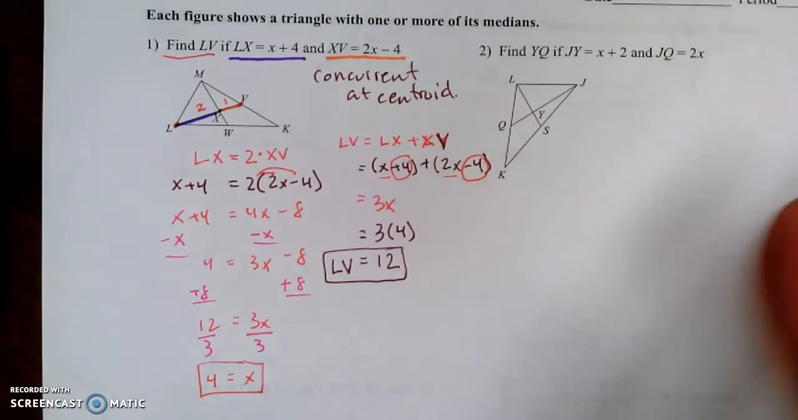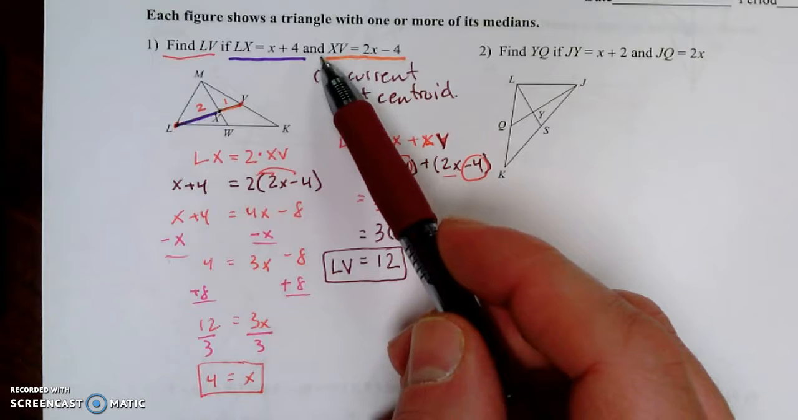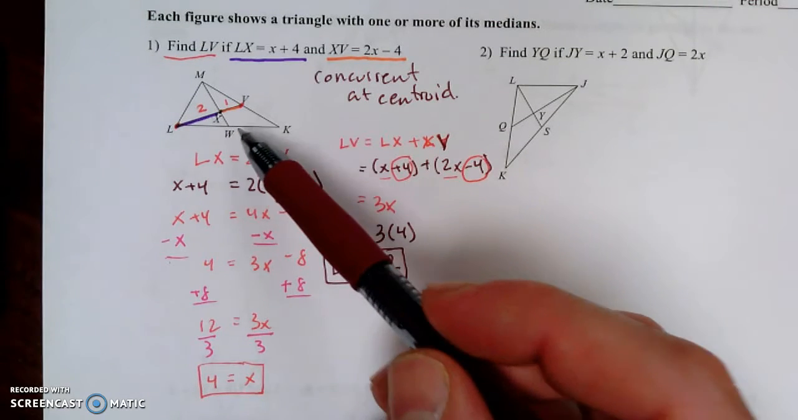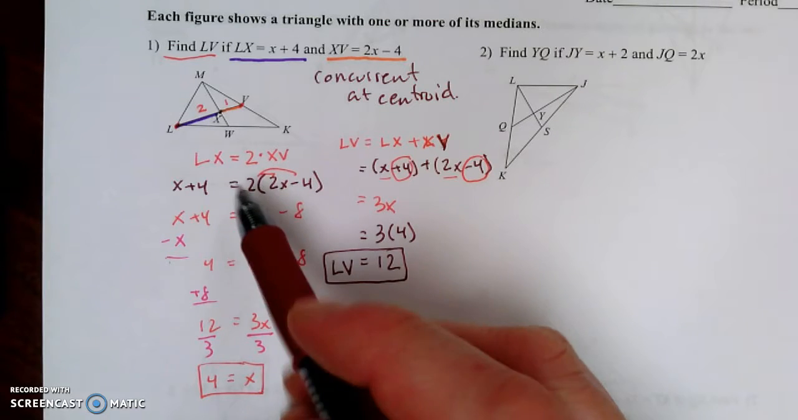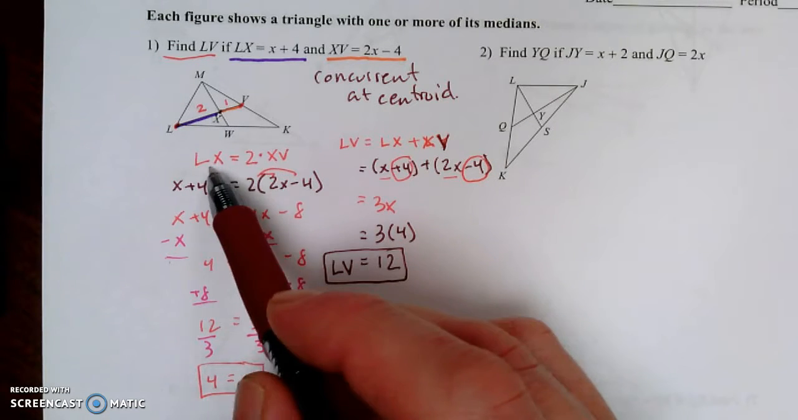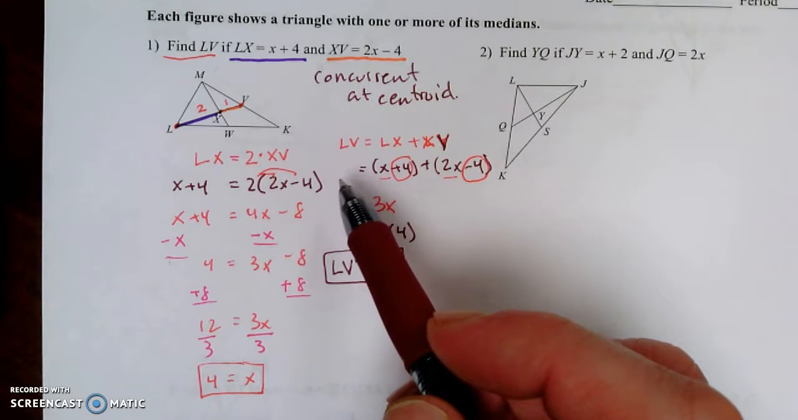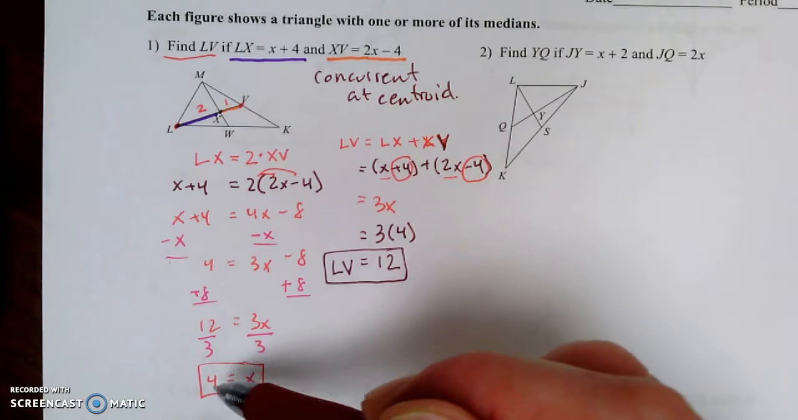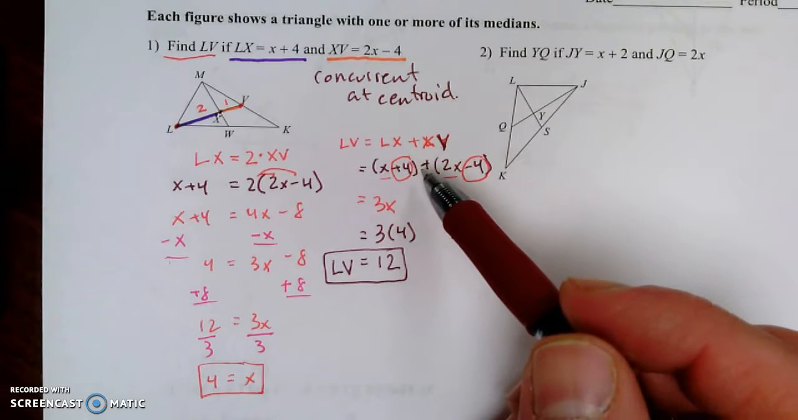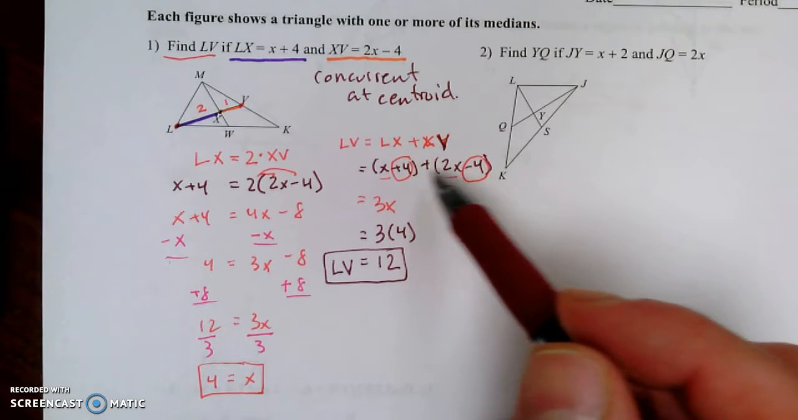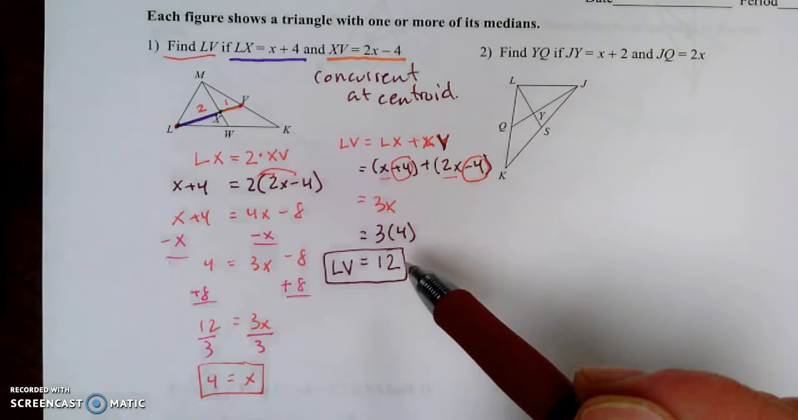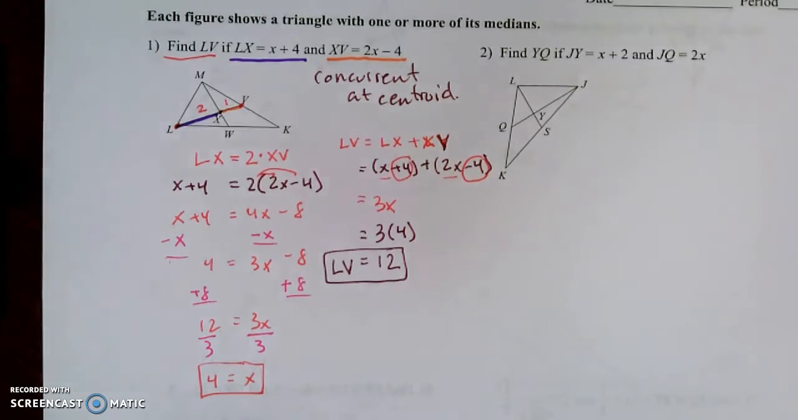Remember our steps were, first of all, we had to take a look at what segments we had expressions for. We had to figure out what their relationship was. And we saw that the relationship was that LX was twice as long as XV. We set up our equation accordingly and solved our equation for x. Then we had to go back and substitute our value for x back into the original expression, and find out what the length of that segment was.